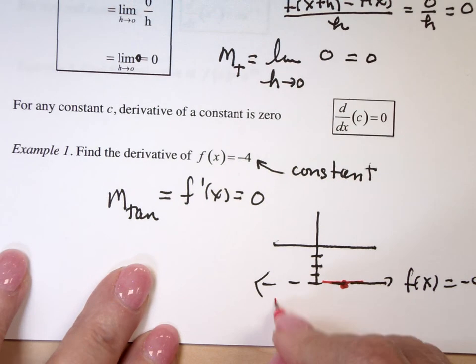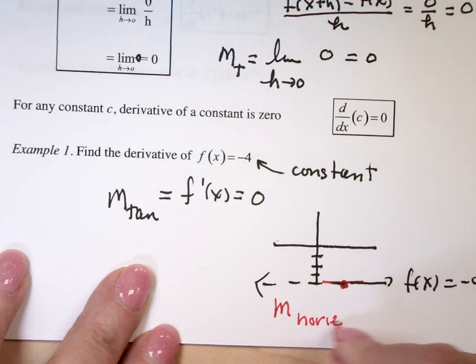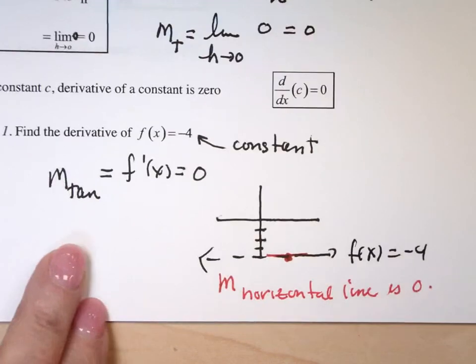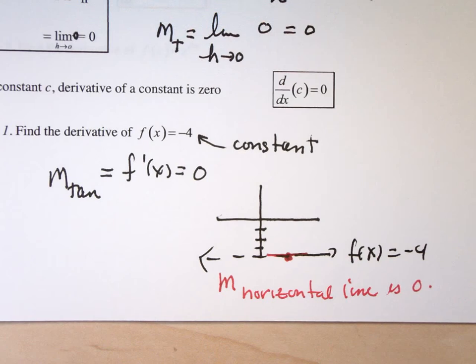So the slope of a horizontal line is 0. So that would be why the slope of the tangent line would be 0, because the line's horizontal. So slope of the constant is 0, rule number 1 of basics.